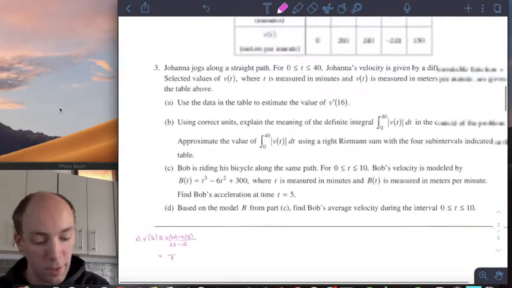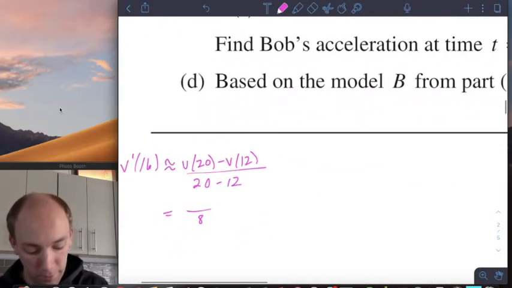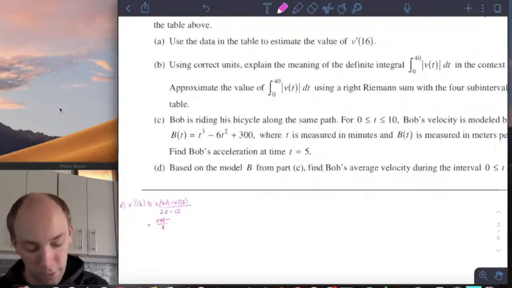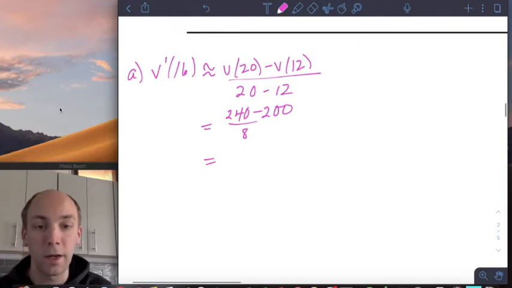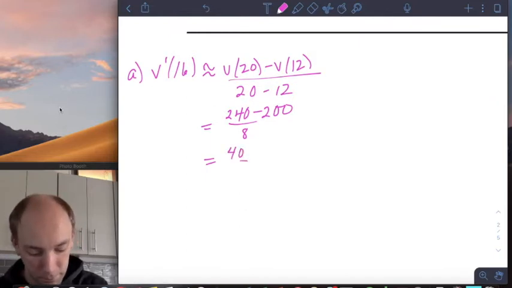The velocity at 20 is 240. The velocity at 12 is 200. So 240 minus 200 would be 40 over 8, which is just 5.